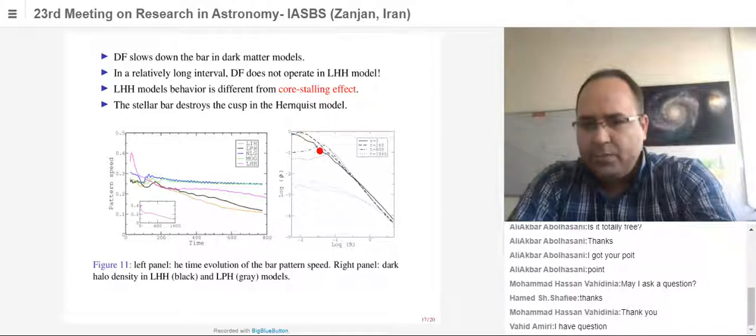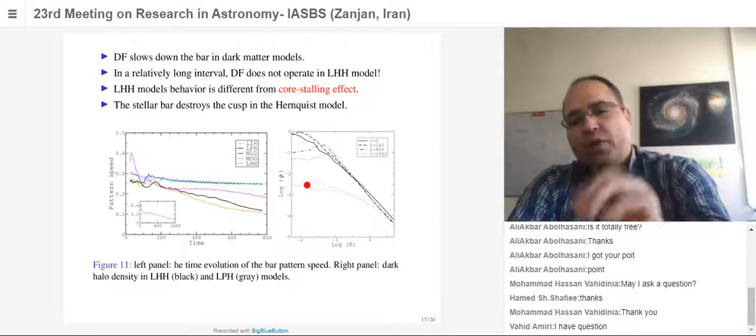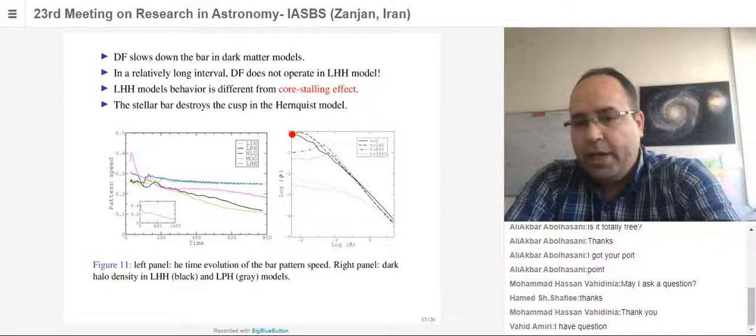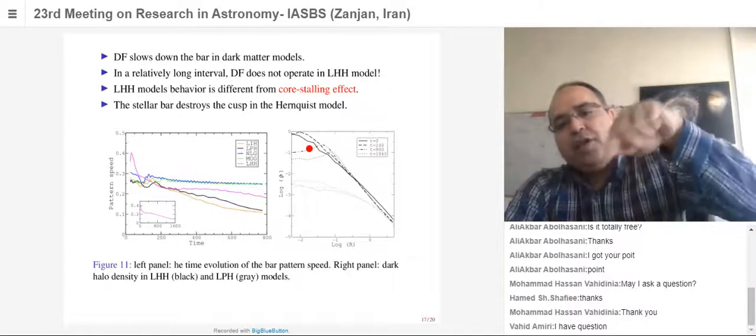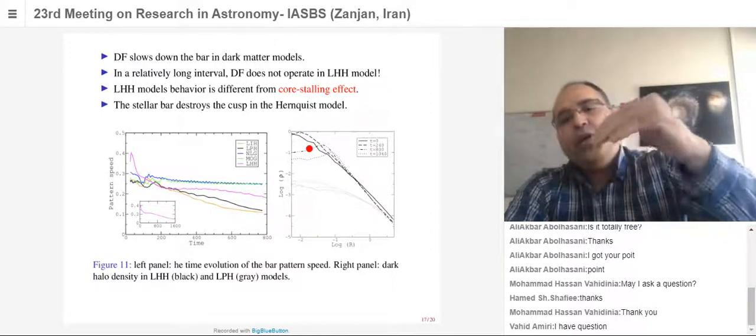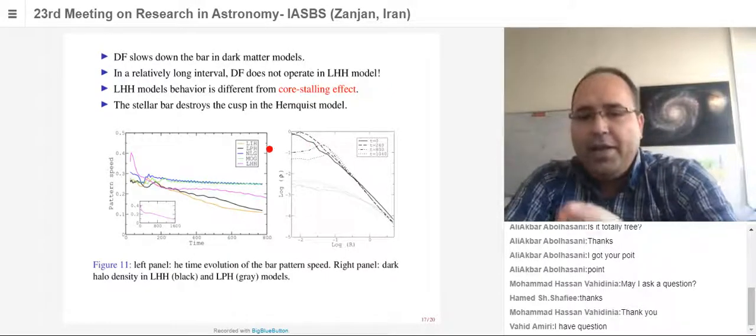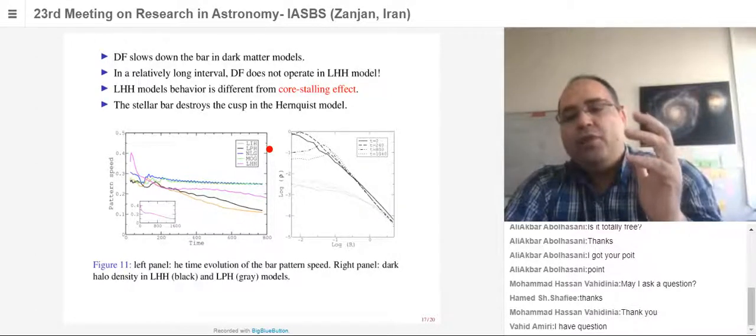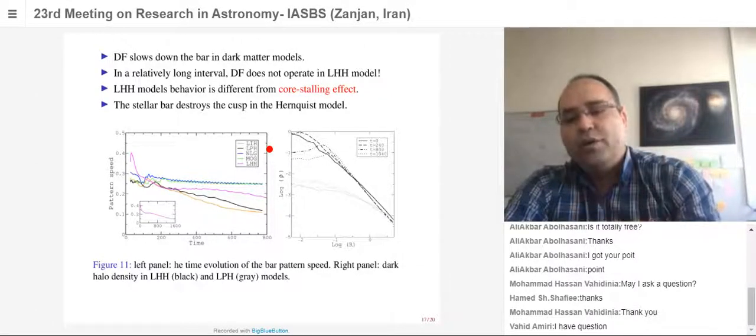The black curves belong to Hernquist model, and this gray curve belongs to Plummer model. As you see, nothing serious happens in Plummer model. Plummer has a core inside it, but for Hernquist model, we see that there is a cusp, and then this cusp gets flattened here. In fact, we can say that the activity of the bar inside the halo will destroy the cusp, and then we totally have the cusp destroyed. Then again the dynamical friction starts to work more seriously.